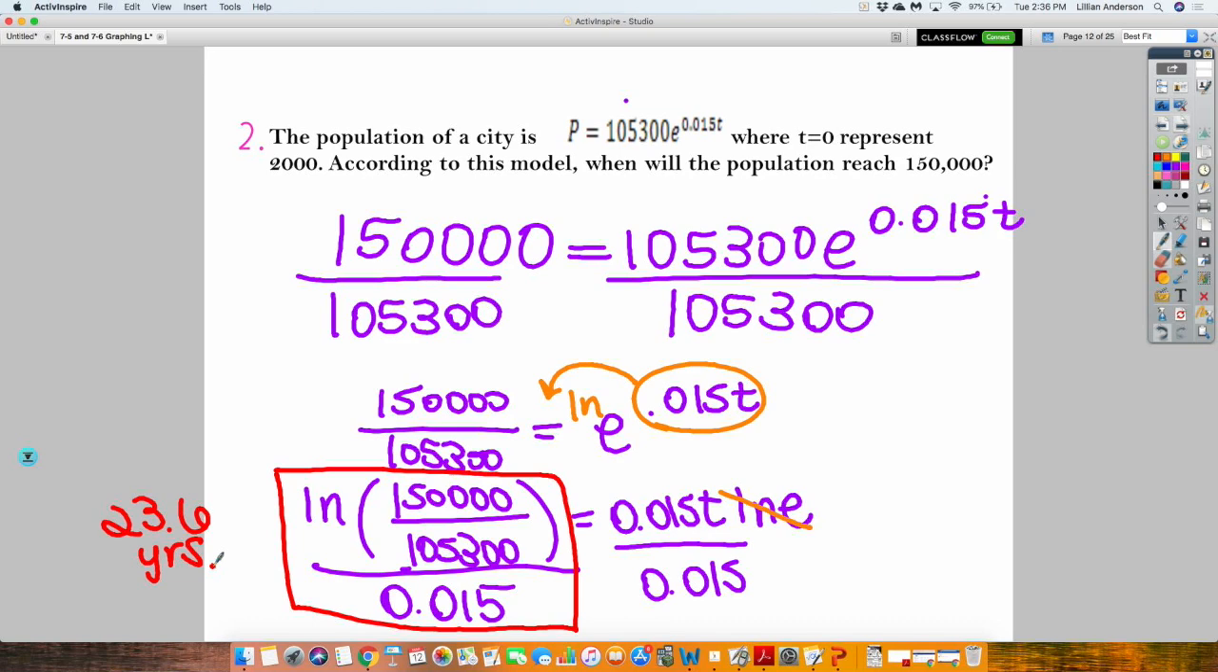What year is that? I'm going to take the year 2000, which represents year 0. And then I need to add 23.6 years to it. So then that's going to be 2023.6. So about a little bit over halfway through the year of 2023. So that's going to be 2024.